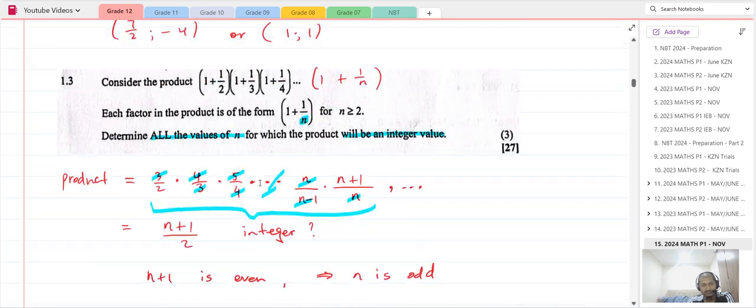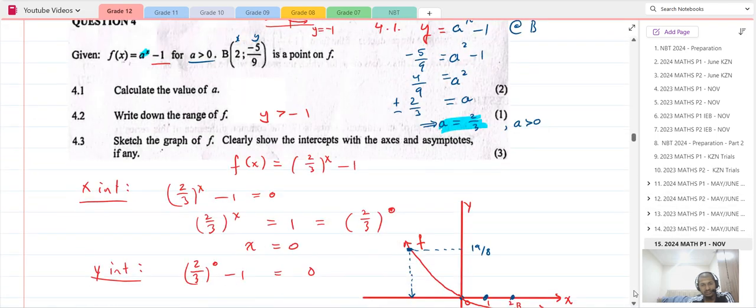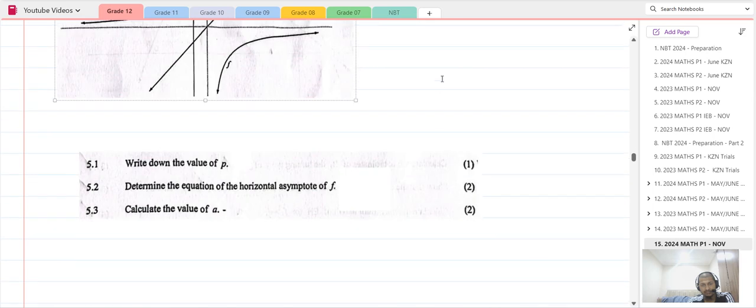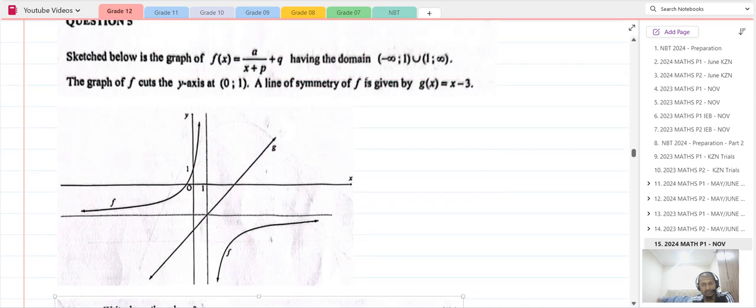Let's move on to the question on the rational function, which is the hyperbola, right? And let's see, the hyperbola is okay, basic hyperbola a over x plus p plus q, having the domain -infinity to 1. So 1 is the asymptote here, because you can clearly see it's not included. Got 1 as a vertical asymptote, so obviously the value of p will be -1.